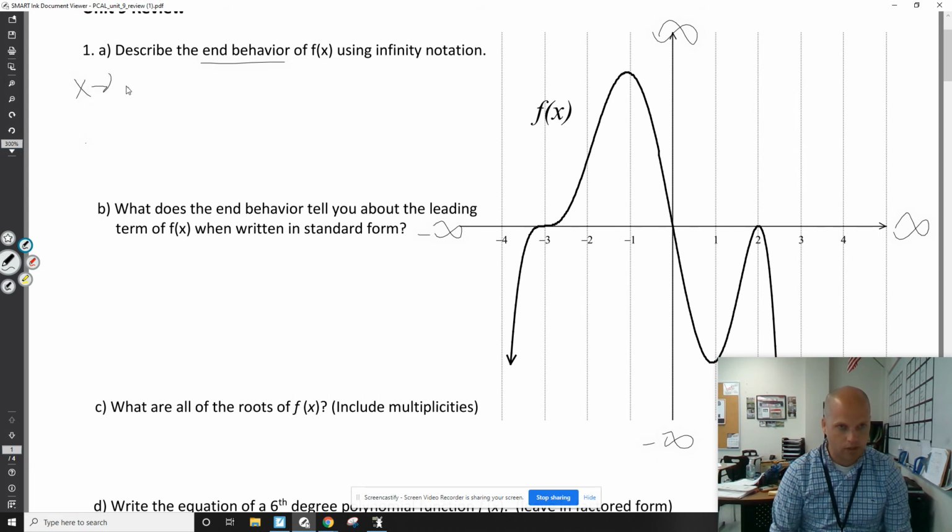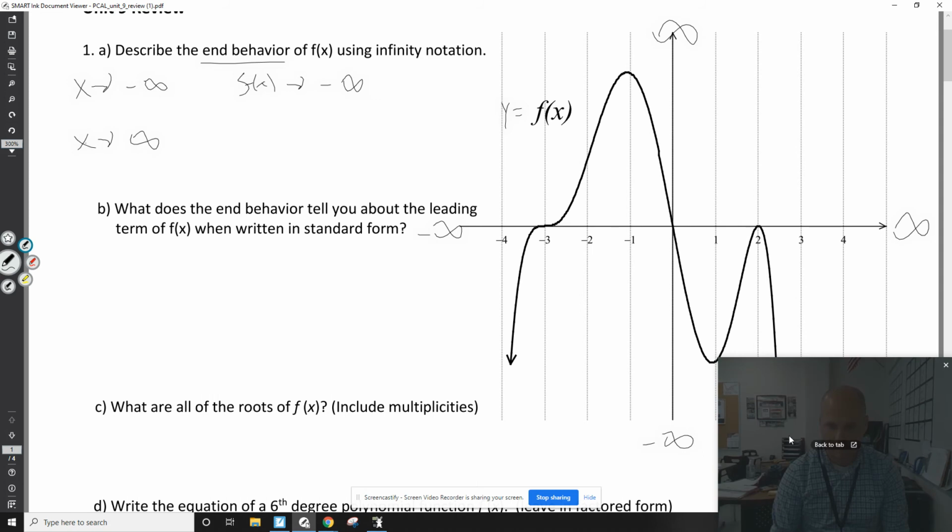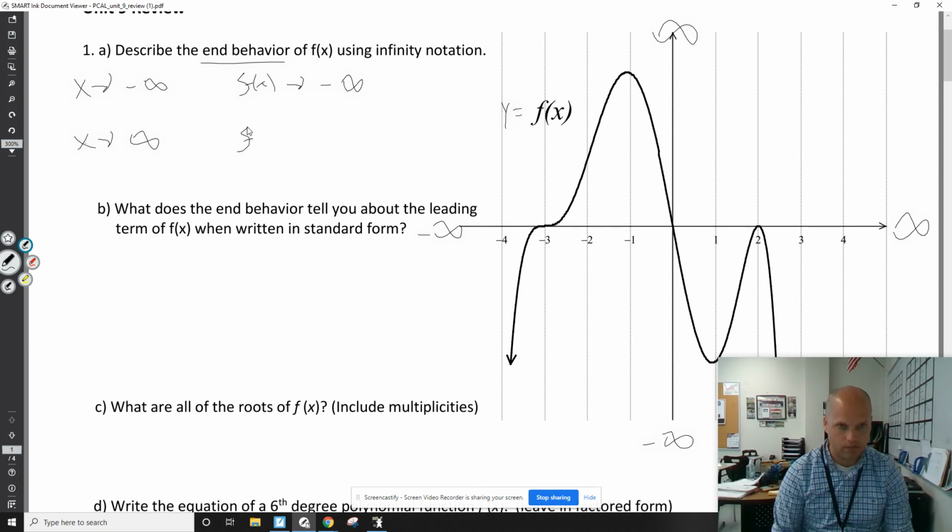So here I'll start as x approaches negative infinity. My y's equaling to f of x's. So as I go to the left, my y's are going down to negative infinity. So this would be the correct notation for the end behavior on the left. If we go to the right, as I go to the right on my x-axis, my y's are also going down towards negative infinity.